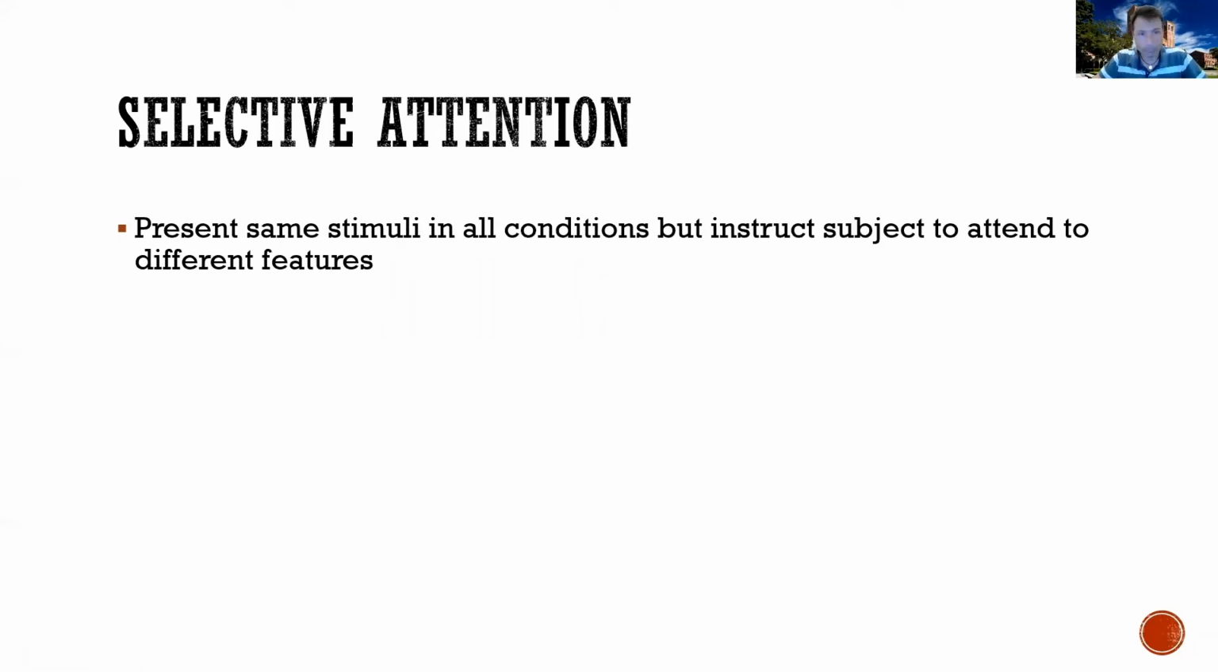Another frequently used design is known as selective attention. Now, this design is particularly interesting because the stimuli that you are providing to your participants are the same under task A and task B. What changes between task A and task B is what your participants attend to. Let me give you an example.